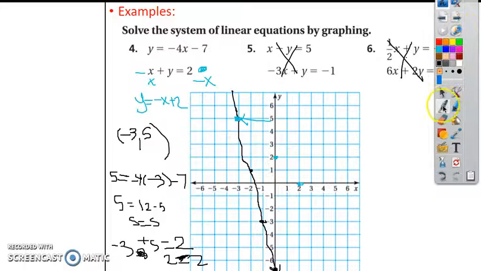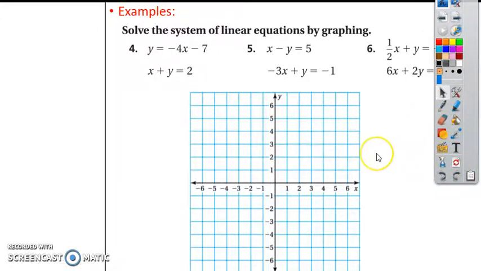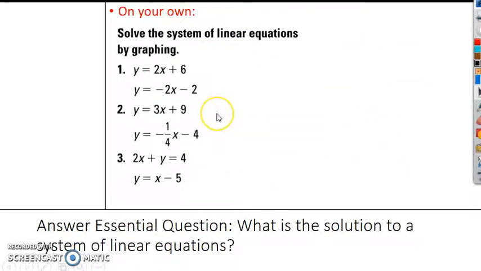Let's go ahead and check in on those on your own problems. Okay, here's your 3 on your own problems. Go ahead and try these.